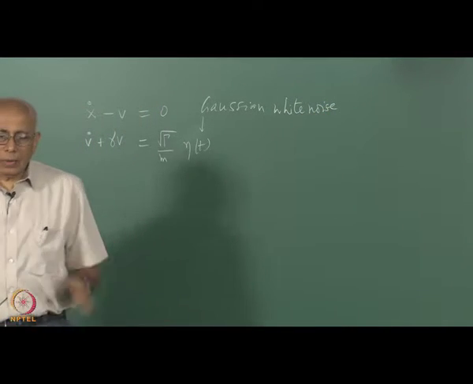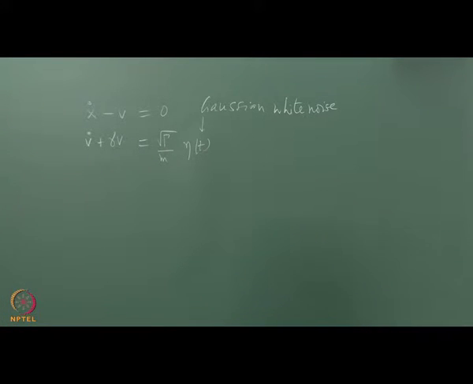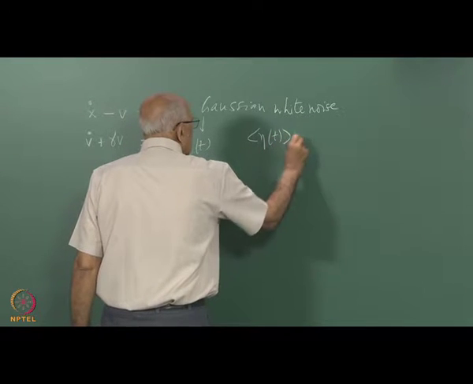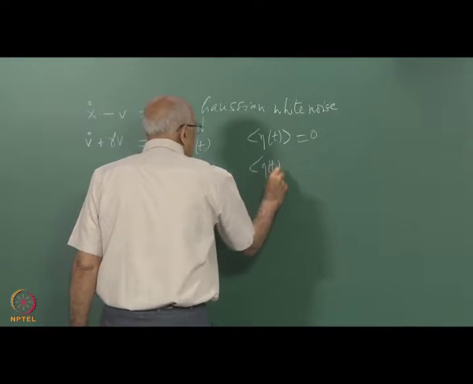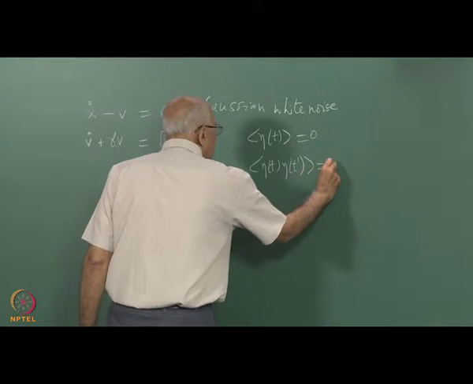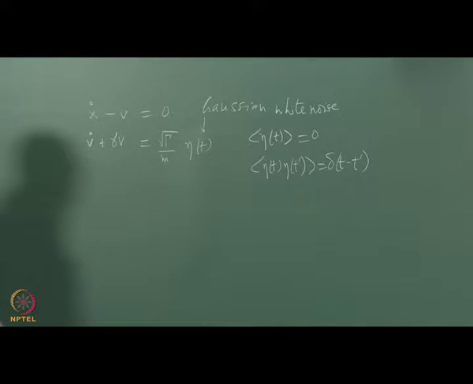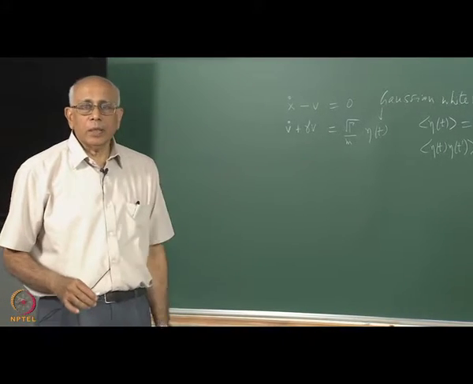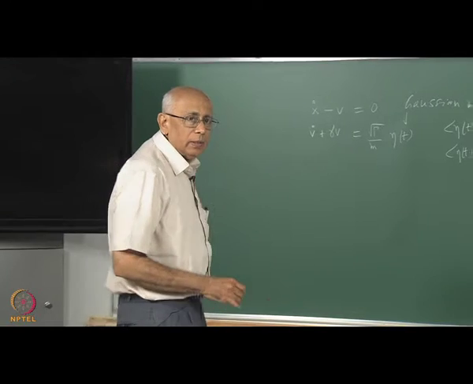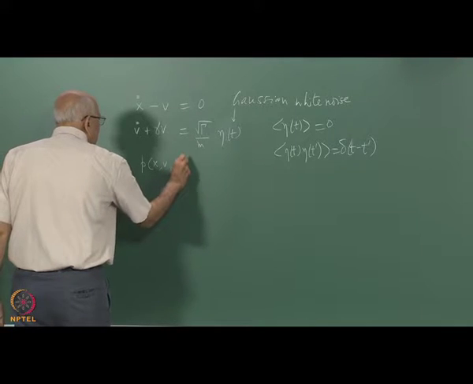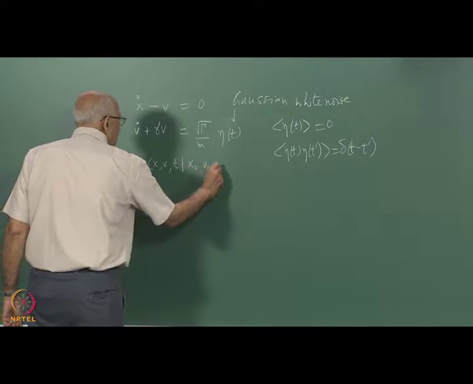In other words, it is a delta correlated Gaussian process, a stationary Markov process, which is delta correlated with unit strength. So the average of eta of t is equal to 0 and the average of eta of t eta of t prime is equal to the delta function of t minus t prime. Okay. And now the question is, what is the corresponding Fokker-Planck equation satisfied by the conditional probability density in both x and v jointly. So we are asking for the equation satisfied by p of x, v, t, given that it started from x naught and v naught at time 0.